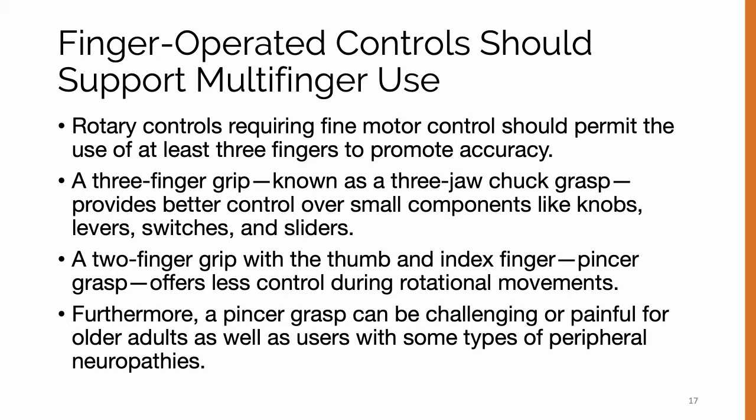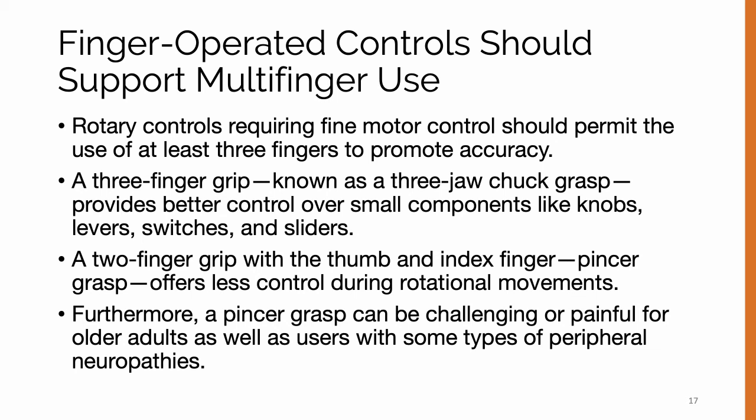It's helpful if finger-operated controls support multi-finger use. So there's a couple multi-finger uses we should describe here. Rotary controls that require fine motor control should permit the use of at least 3 fingers. And using 3 fingers to control that increases accuracy. So the common example of that is called the 3-jaw chuck grasp.